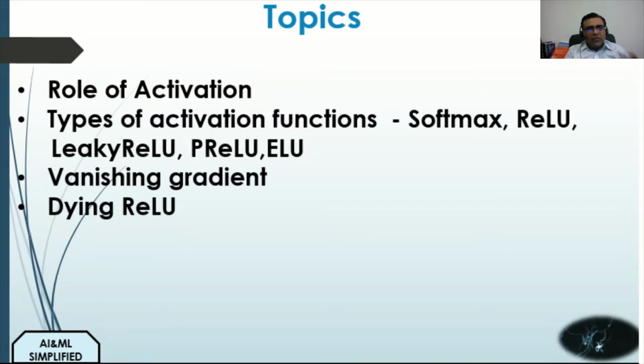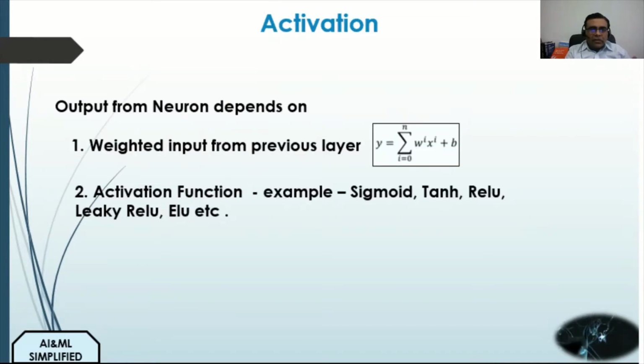So in the human nervous system, activation function defines whether the neuron will fire or not fire. Similarly, in the artificial neural network, output from the node depends on all the input values which are coming to the node from the previous layer and also the activation function applied on that specific node.